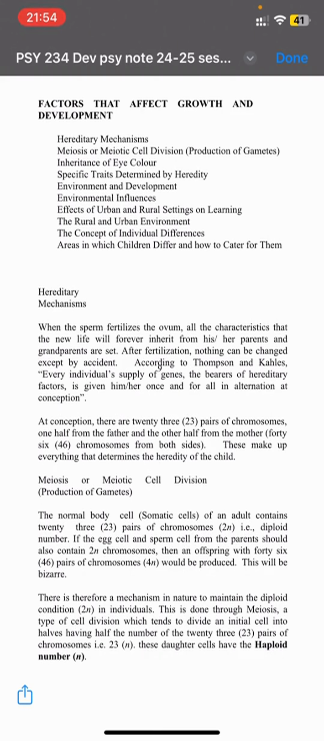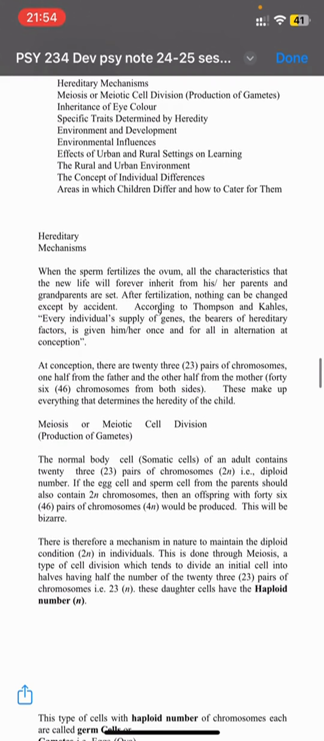According to Thompson and Callis, every individual's supply of genes and bearers of hereditary factors is given to him or her once and for all at conception. Everything that you are going to have, everything you are going to be is already given to you at conception. So at conception, there are 23 pairs of chromosomes, one half from the father and one half from the mother, which makes it 46 chromosomes from both sides. Your father gives you 23 and your mother gives you 23. These make up everything that determines the heredity of the child.